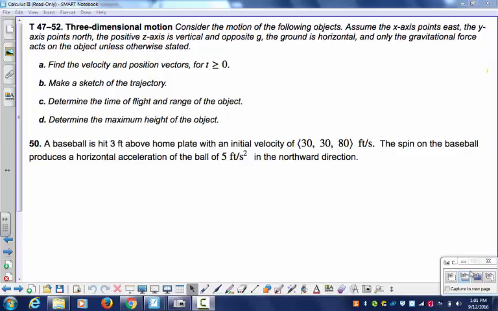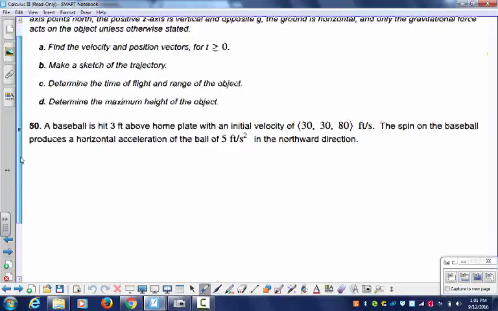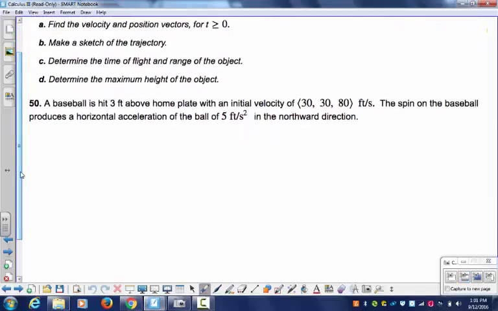And with these projectile motion problems, the thing I hope you can do is start from scratch with the gravity vector. Trying to remember the formula for range and the formula for maximum height is not that useful, and if you change your inputs at all, sometimes those formulas don't even work. So it's better to start from scratch. Here we have a ball that's being hit 3 feet above home plate. There's the initial velocity, and the only force acting on it is gravity. So we're just going to start from scratch with the gravity vector. Gravity is pulling straight down.